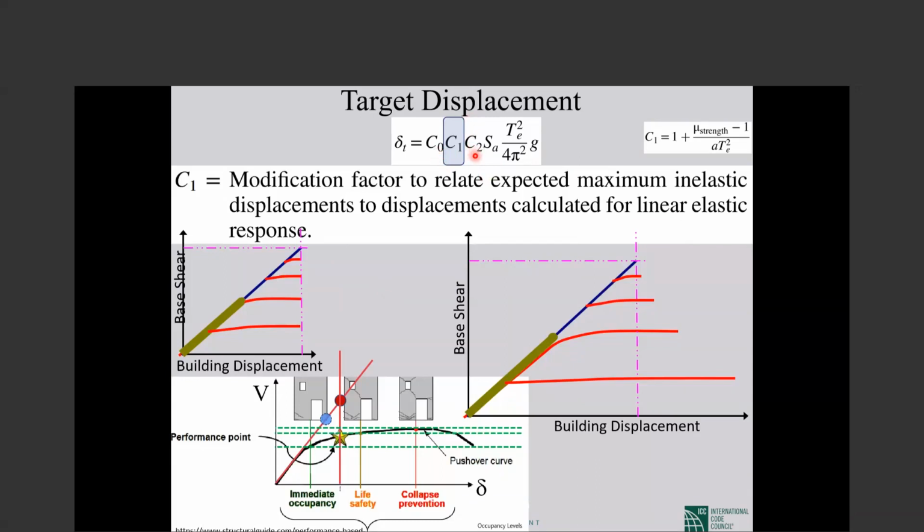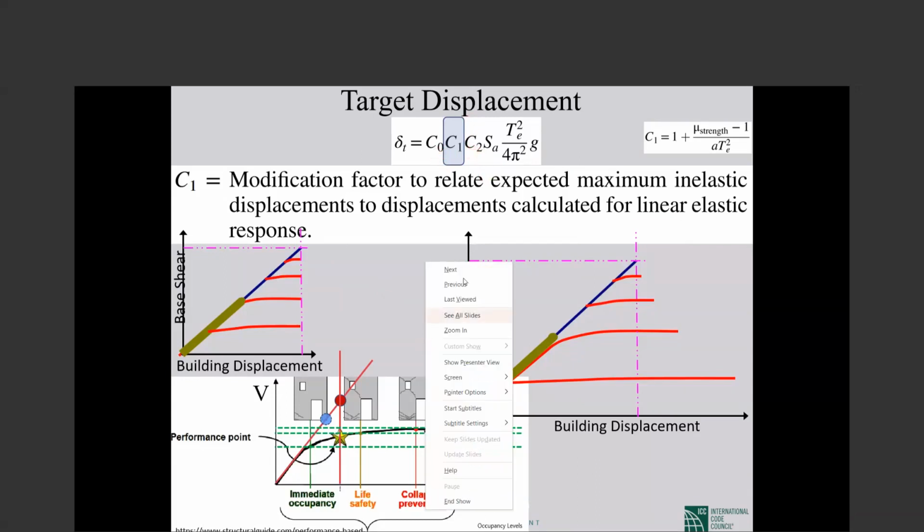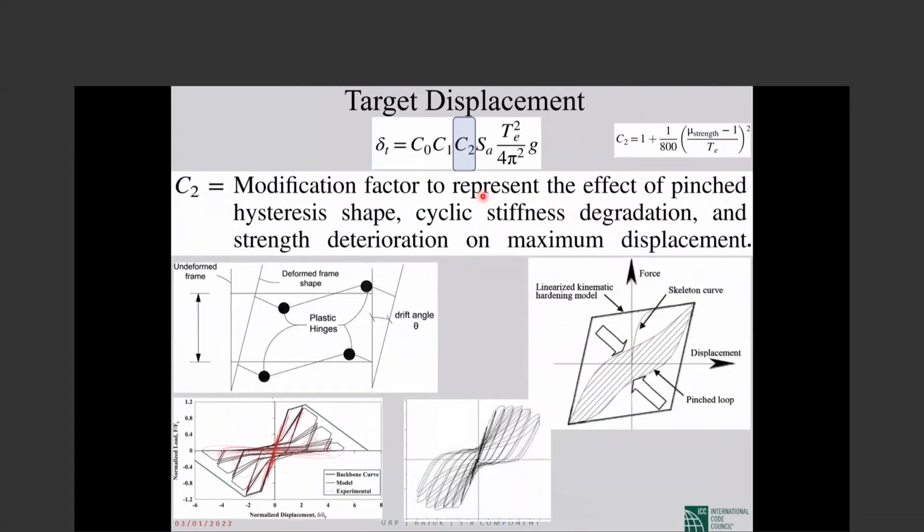Why is it not C2? Because C2 shows the effect of deficiencies, the effect of bad detailing. A new building shouldn't be deficient. Any deficient element in a new building should be destroyed and replaced. Therefore, for a new building, we don't need the C2 factor. But for existing buildings, it's a very important factor.